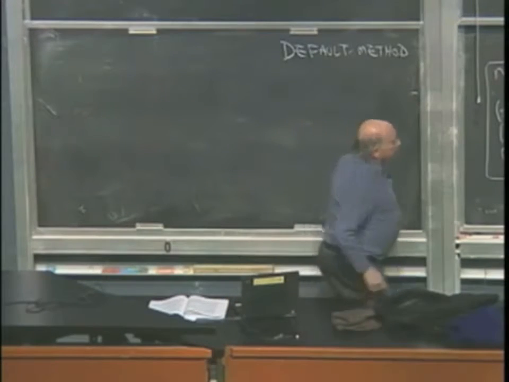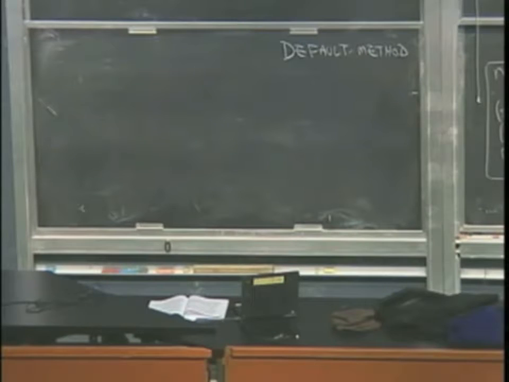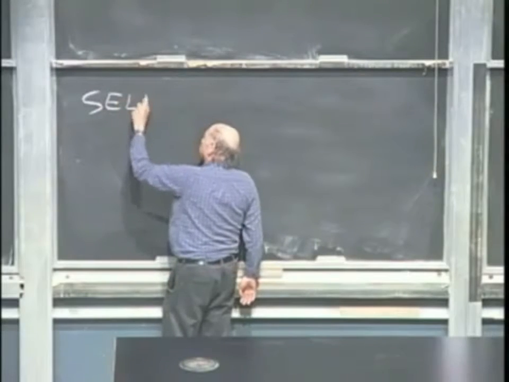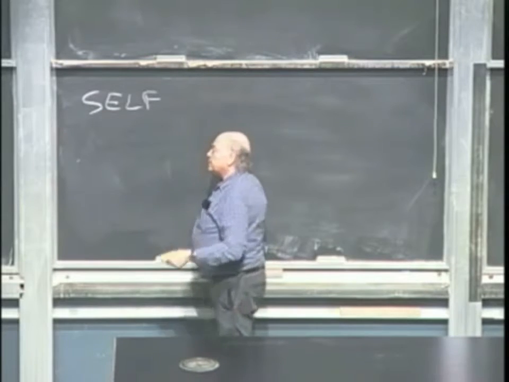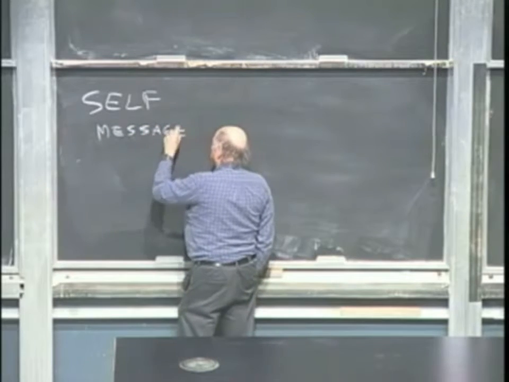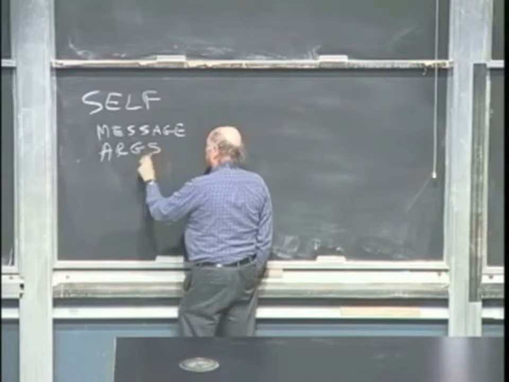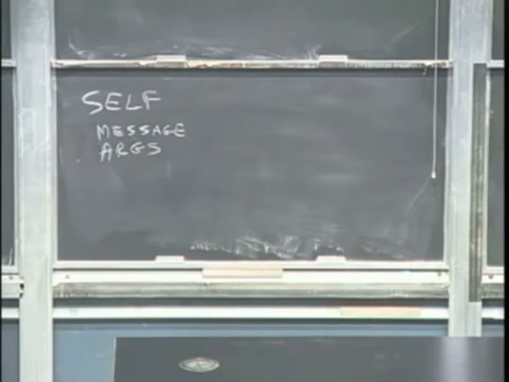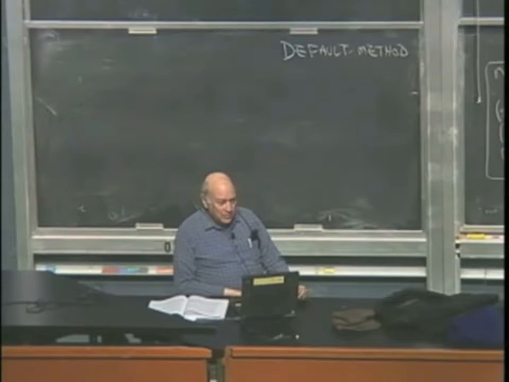So we need another list of special variables in our object system. One is self, and here's 2 more. Message and args. These 2 exist only in default method. So when you're writing a method that has a name, you can't use these. Because when you're writing a method that has a name, you know what the message is, and you've specified formal parameters for the arguments. But in default method, there's no lambda or anything here.